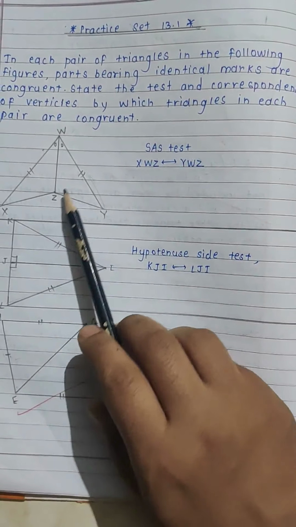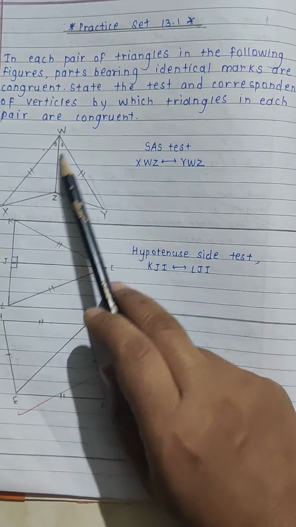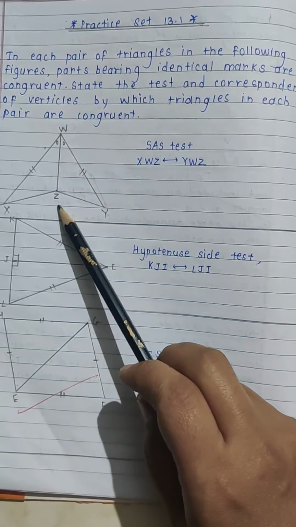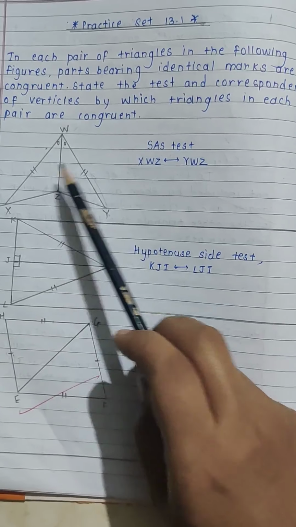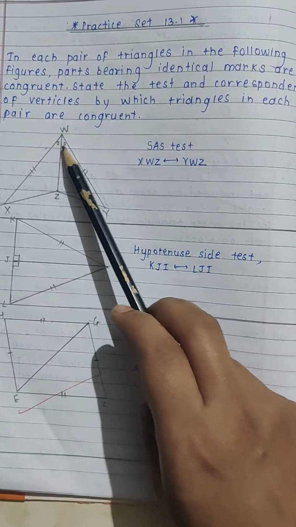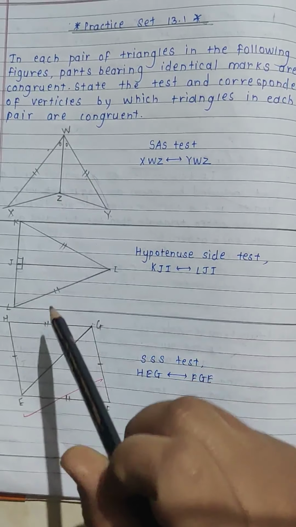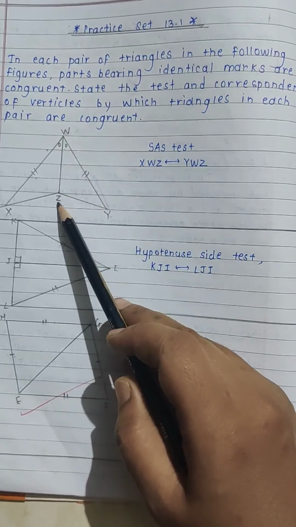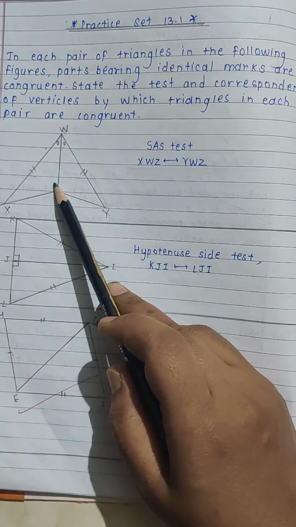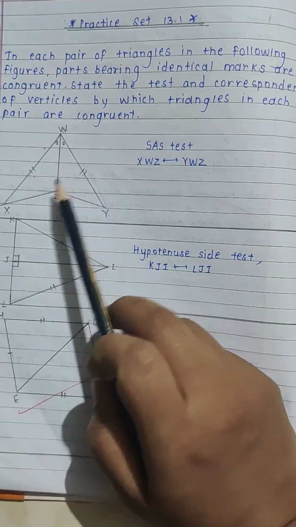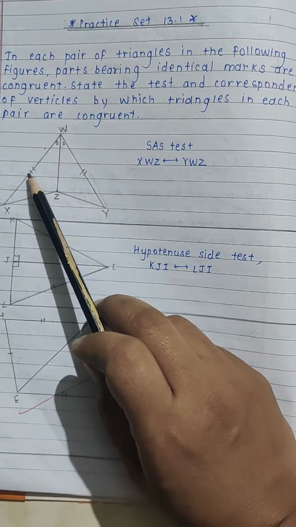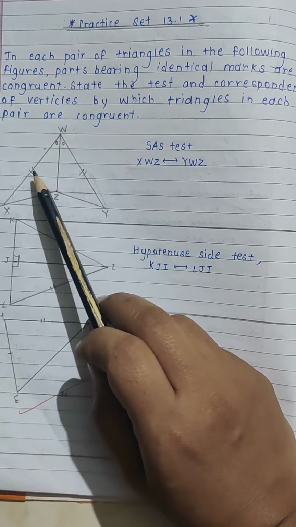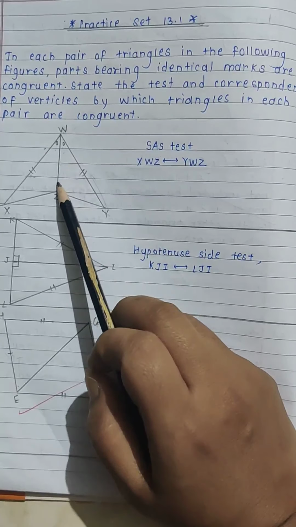Here the exercise has already been done. There are two triangles, triangle WXZ and WYZ. In this they have shown these two angles common, these two sides equal. These two angles equal and these two sides as equal. So we will write this is one side angle, and WZ is a side which is common in both these triangles. So can we say these two triangles are congruent by side angle side test? Correct. So these two triangles are congruent by side angle side test.